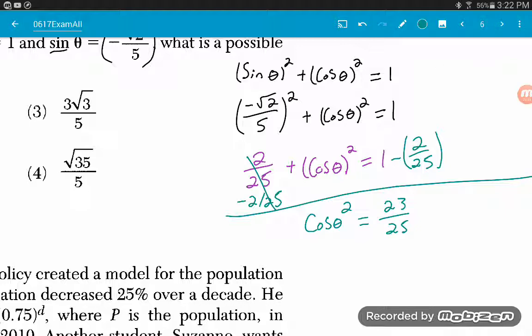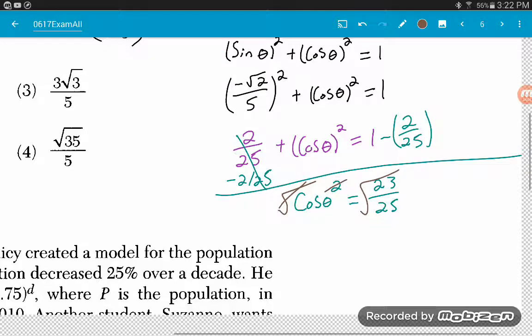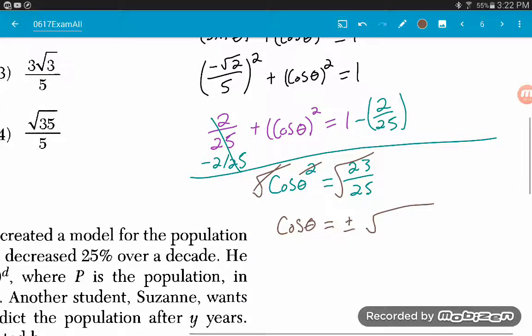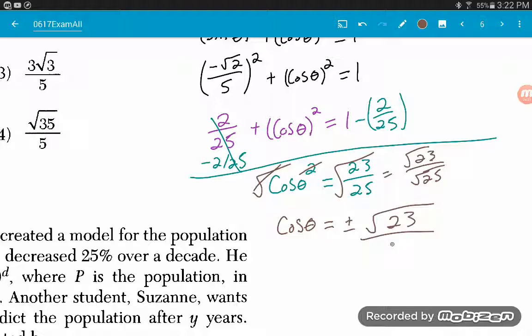Now to get cosine theta, I need to square both sides, or square root rather. My bad, I misspoke. Square root both sides to cancel this out. I'm going to get cosine theta is equal to positive or negative square root. Now remember that square root trick from before, right? That I could square root 23 and square root 25. Split it like that, so top and bottom. On the bottom, the square root of 25 is just 5, so I can take it out from under the square root.